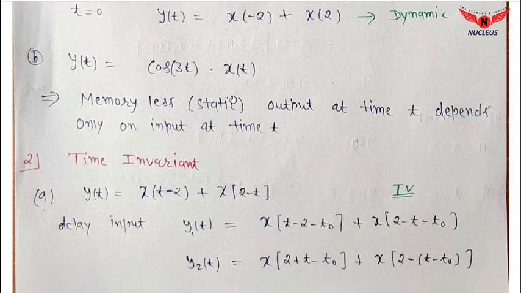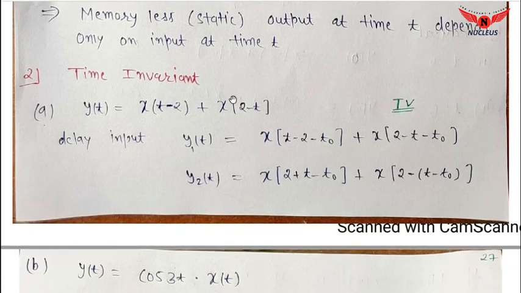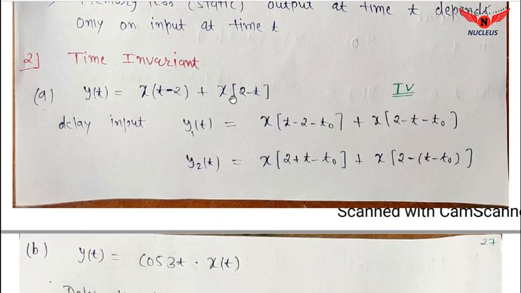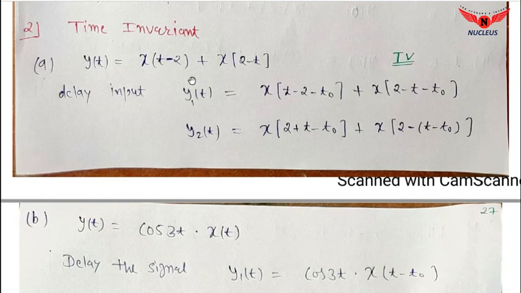Next, we have to tell whether the system is time invariant or not. First example is y(t) equal to x(t minus 2) plus x(2 minus t). In the first equation, delay the input. If you delay the input, then we will get y1 equal to x(t minus 2 minus t naught) plus x(2 minus t minus t naught). In the next equation, if you delay the output, you will get x(2 plus t minus t naught) plus x(2 minus bracket t minus t naught). So you can see both the equations are not equal. So the system is time variant.